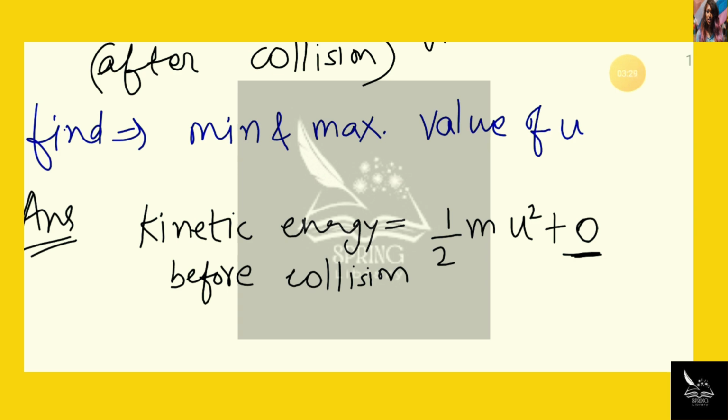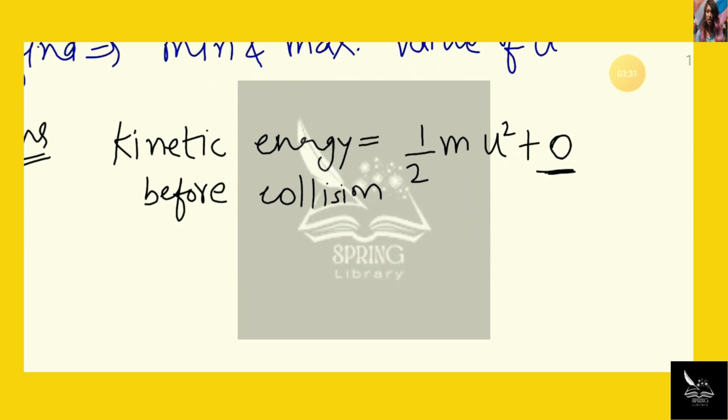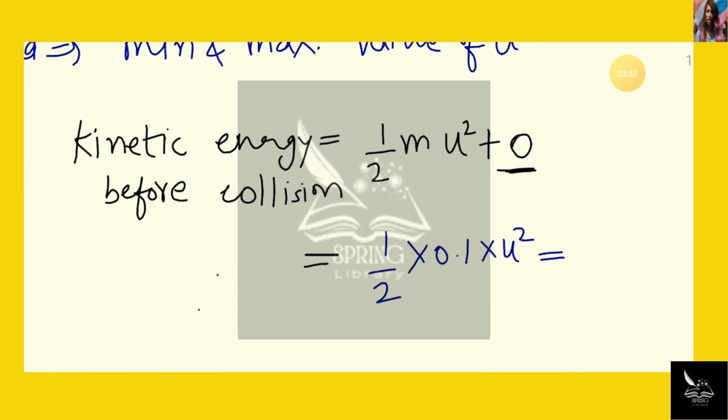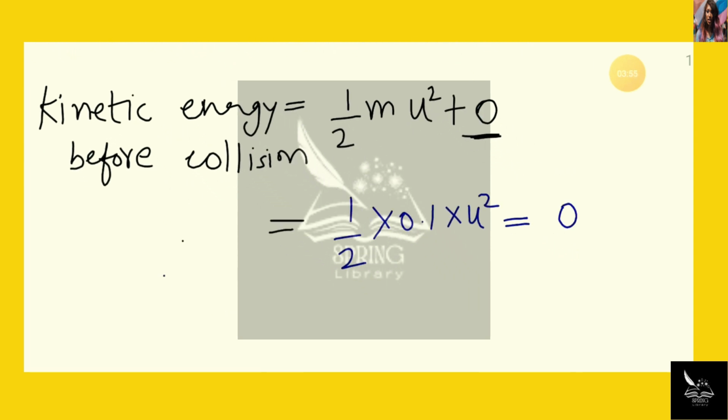Now the next step is to put the value of m, which is given as 100 gram, or in kg it is 0.1 kg. So the kinetic energy before collision will be equal to half times 0.1 times u square, and after solving, the value is 0.05 u square. So this is the kinetic energy before collision, or the initial kinetic energy.